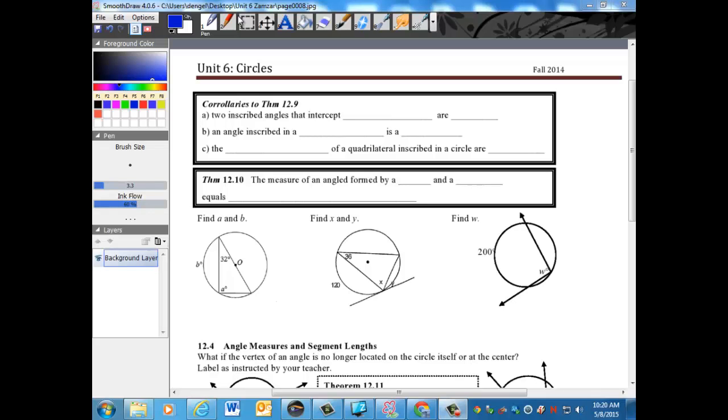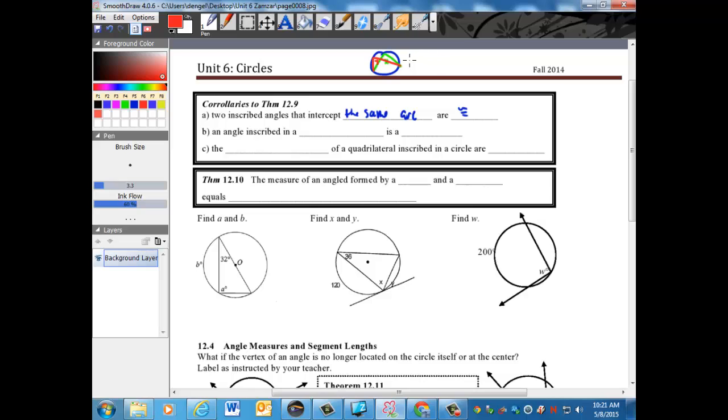We're going to start off with theorem 12.9. Two inscribed angles that intercept the same arc are congruent. Now, let's make a drawing of this. Here's one circle, and we have two inscribed angles inside the same circle. Let's show this angle, and we can call this angle X. Then we're going to draw a second angle in there, and we're going to call this angle Y.